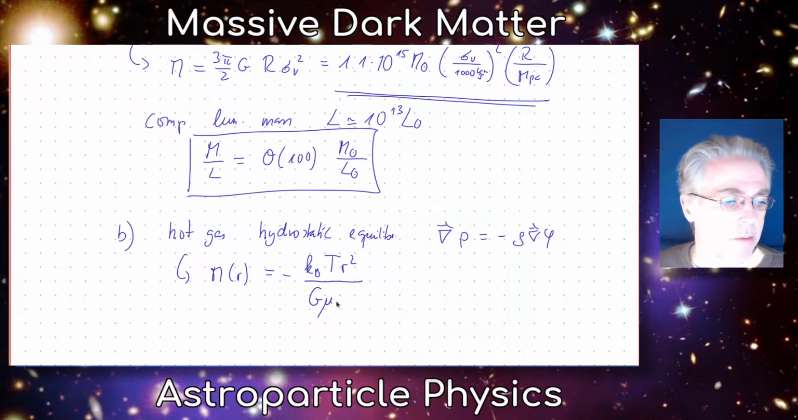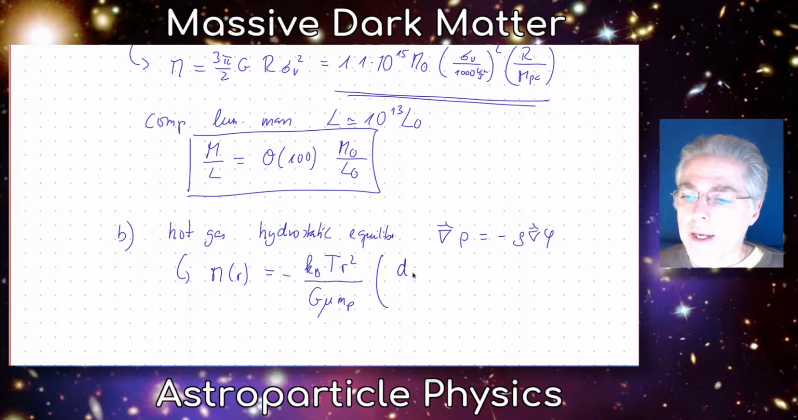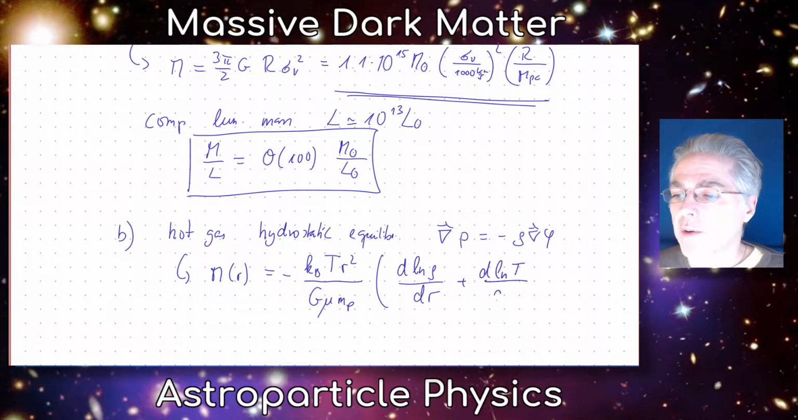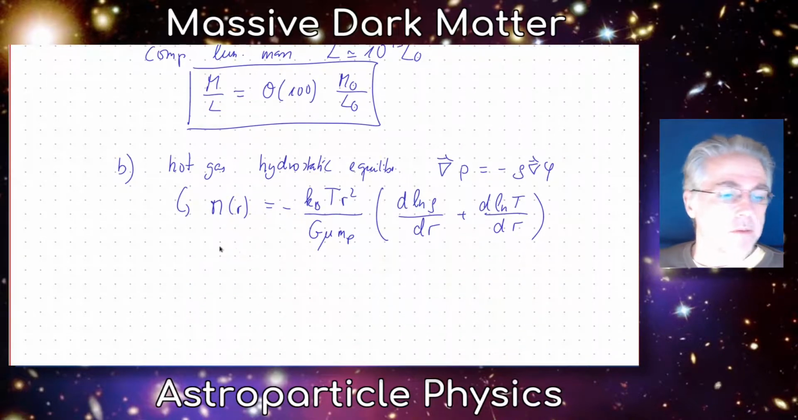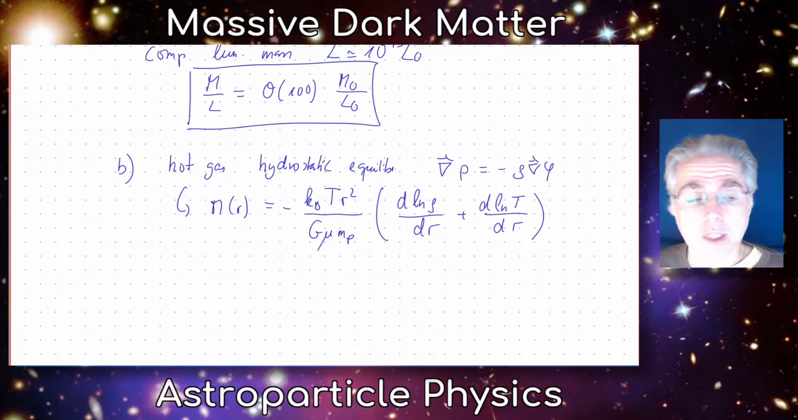This is the average mass number, which for ionized gas would be around 0.5 if you just have hydrogen in it. And then you get here the gradients of the density and the gradient of the temperature. These are the logarithmic gradients. And this is something which is measurable in the X-ray spectroscopy.